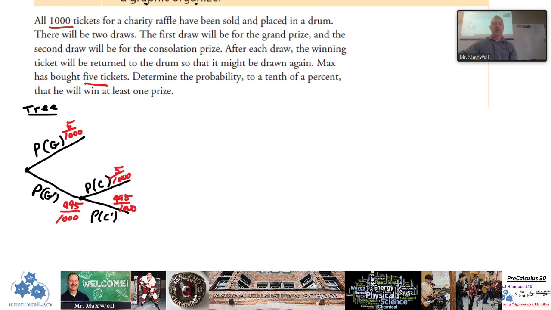Okay? So up here, if he wins the grand prize, boy, that would be amazing. But he also has the chance of winning the consolation. So we've got our same percentages here. 5 out of 1,000.